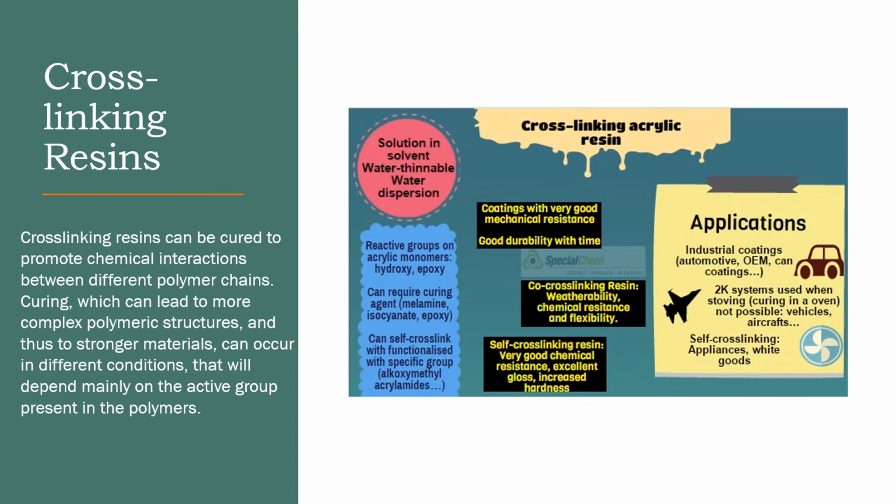and curing, which can lead to more complex polymer structures, and thus stronger materials can occur in different conditions, because we know that one chemical will be added and it will react with different polymers and will help in curing, and will start cross-linking, so automatically it would give you better hardness properties.